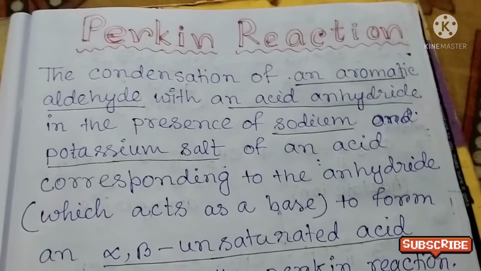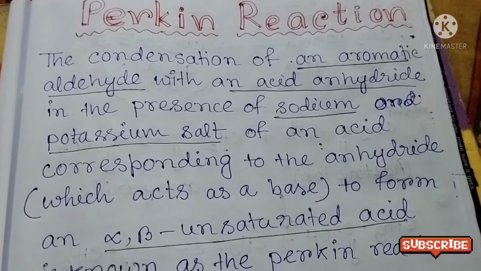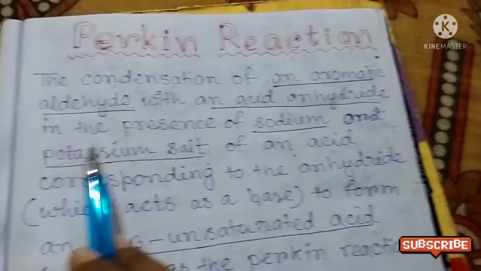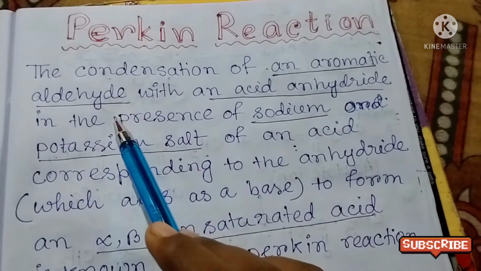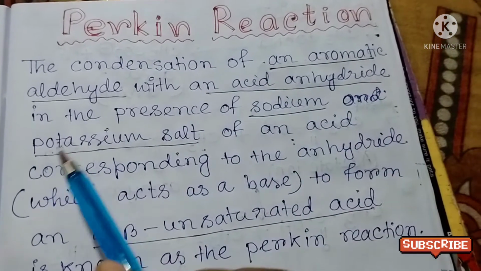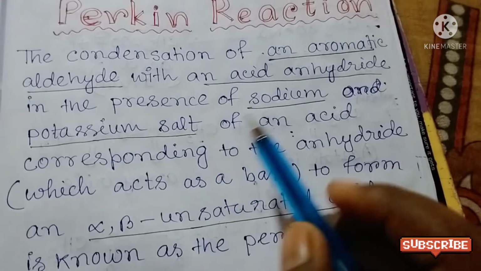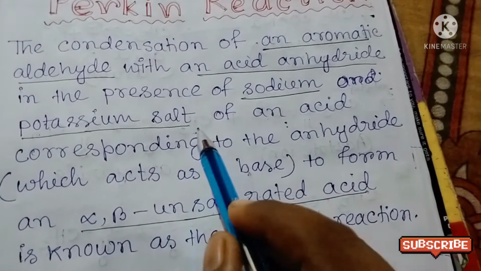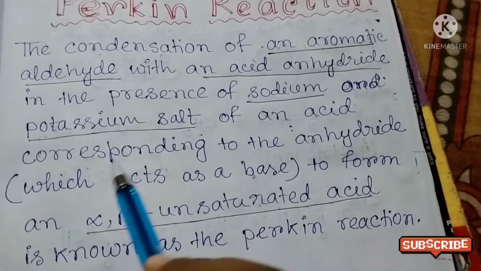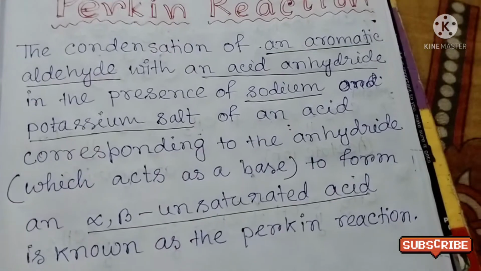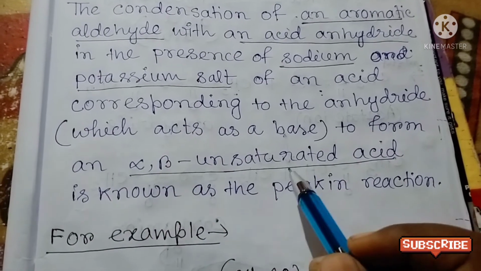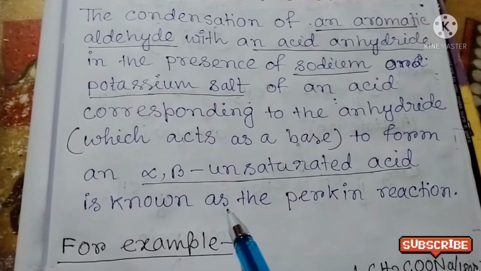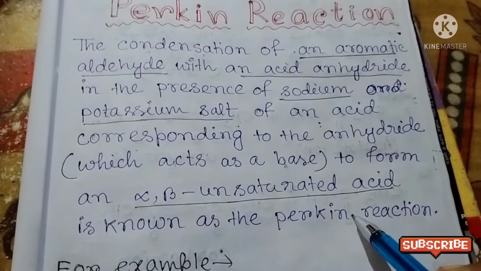In this class we shall discuss the Perkin reaction. Let's start. The condensation of an aromatic aldehyde with an acid anhydride in the presence of sodium or potassium salt of an acid corresponding to the anhydride, which acts as a base, to form an alpha beta unsaturated acid, is known as the Perkin reaction.